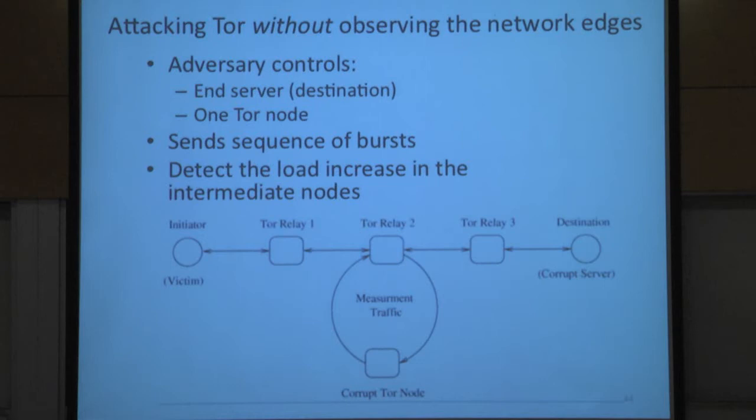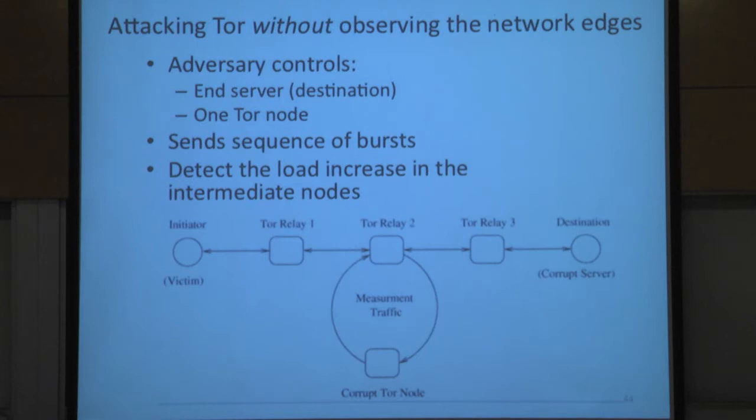So basically, because they are sharing a resource, if you increase the volume of one of the connections, the other connection is going to suffer in terms of latency. And then if I see that there is a correlation between my changes in my measurement traffic and the bursts that I send from the website, I can somehow infer that this node is part of the path. If there is no correlation, then it is not part of the path.